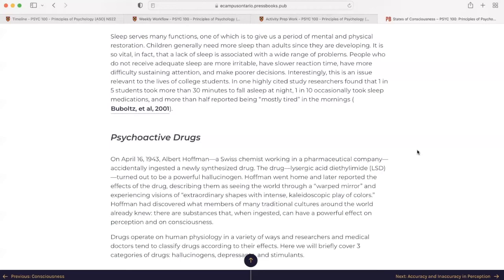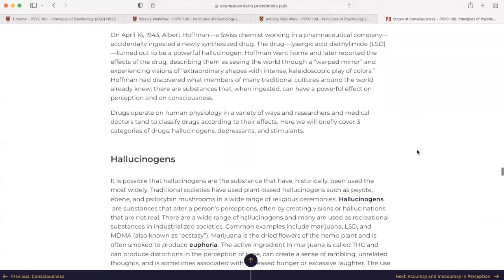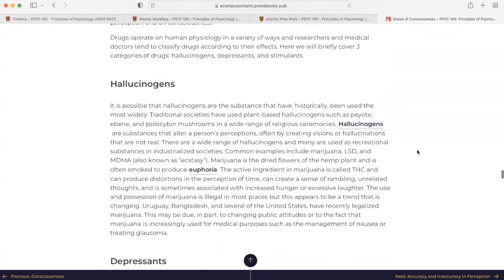Hoffman had discovered what members of many traditional cultures around the world already knew. There are substances that, when ingested, can have a powerful effect on perception and on consciousness. Drugs operate on human physiology in a variety of ways, and researchers and medical doctors tend to classify drugs according to their effects. I'm going to briefly cover 3 categories of drugs: hallucinogens, depressants, and stimulants.